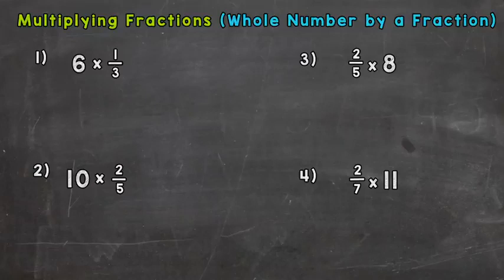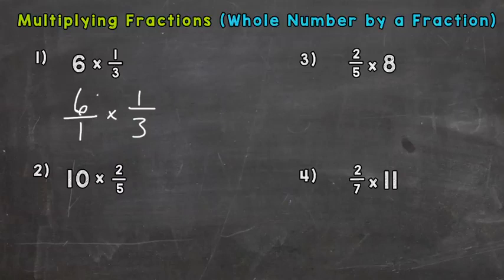So let's jump right in to number 1, and we have 6 times 1/3. Whenever we're multiplying a whole number by a fraction, the first thing we want to do is take the whole number and make it into a fraction. All you have to do for that is put the whole number over 1. Now we have a numerator and a denominator. And then bring down the rest of your problem.